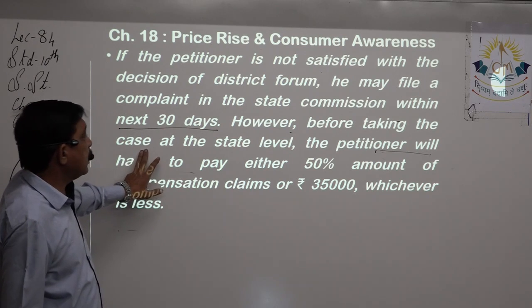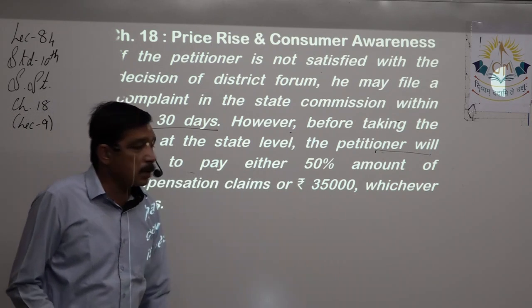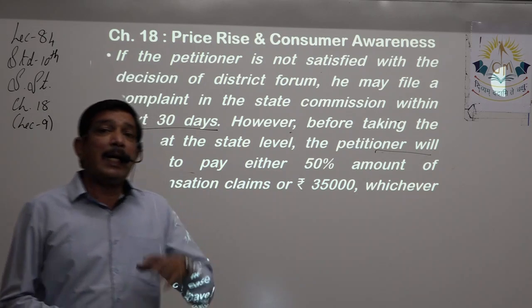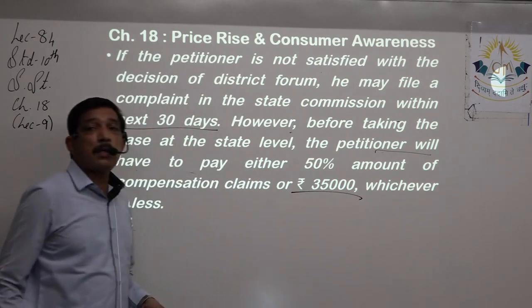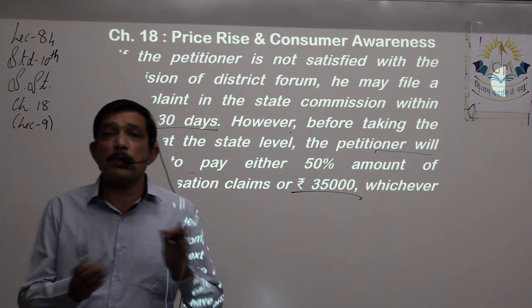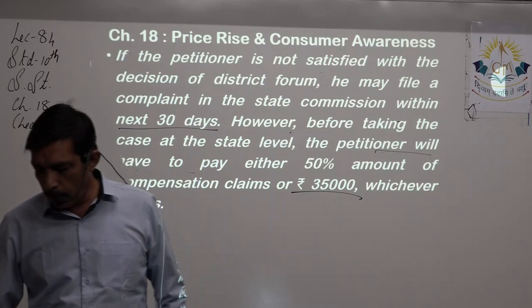However, before taking the case to the state level, the petitioner will have to pay either 50% of the compensation. Now here the money will increase. If you are going over there, then you will have to pay 35,000, right? Or whichever is less. The amount should not exceed 35,000.